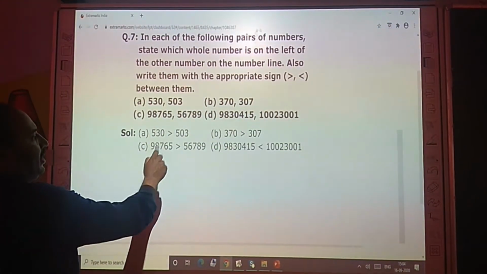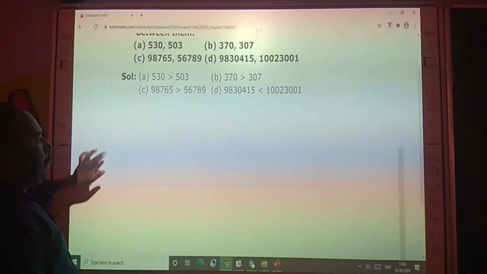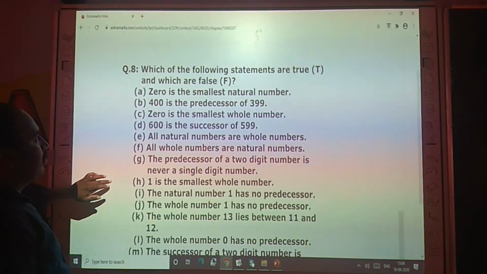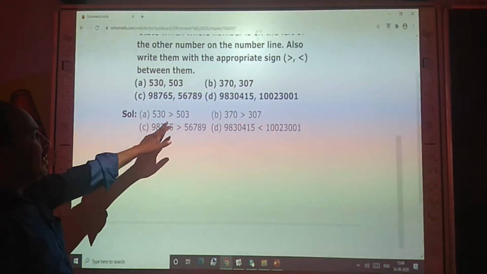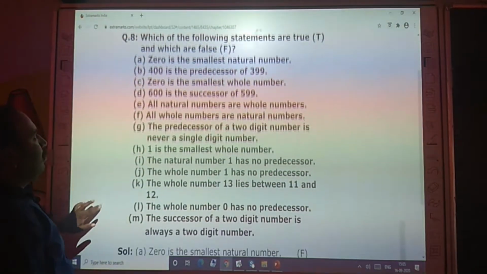530 is greater than 503. The open side is the greater than side. So 530 greater than 503. Question number 8.